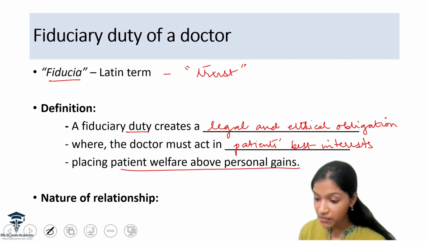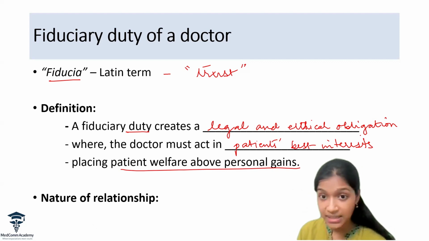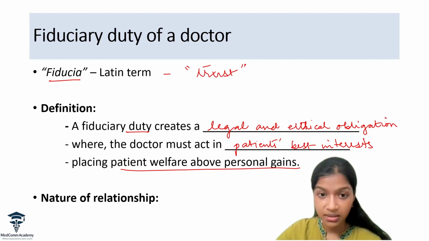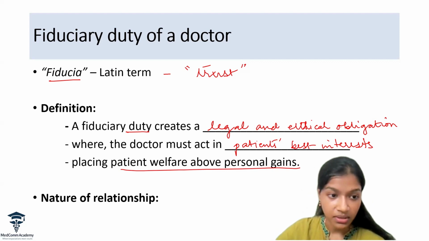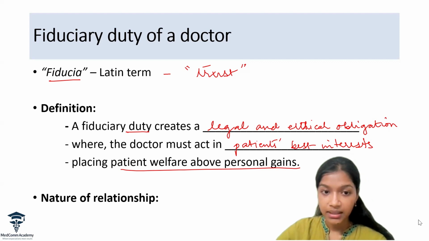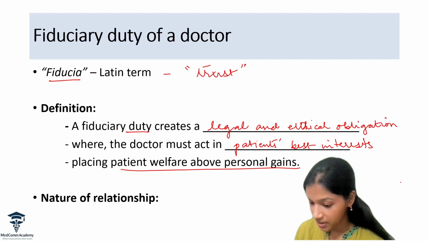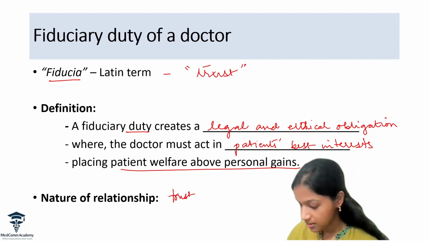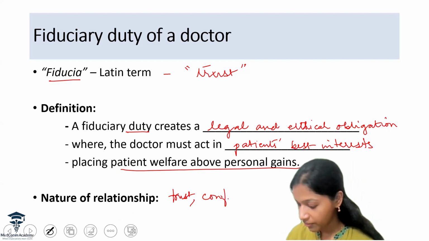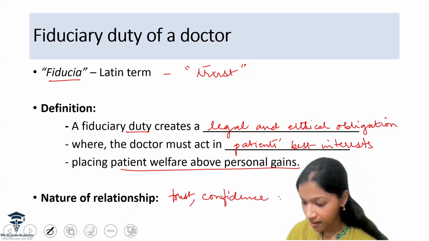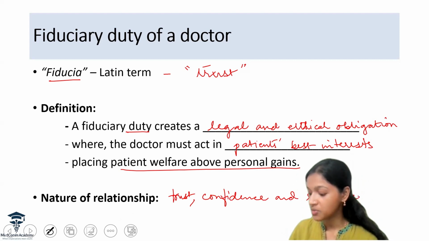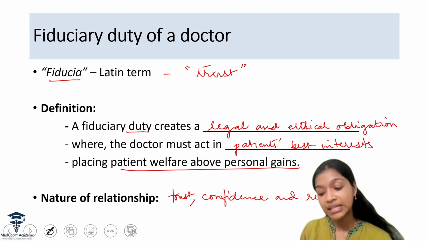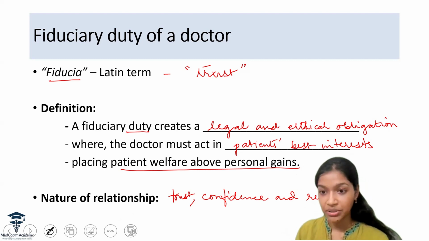And what is the nature of the relationship in such a case? It is trust. It is a relationship of trust, confidence, and reliance. So these are the key terms, right? Trust, confidence, and reliance between doctor and patient.